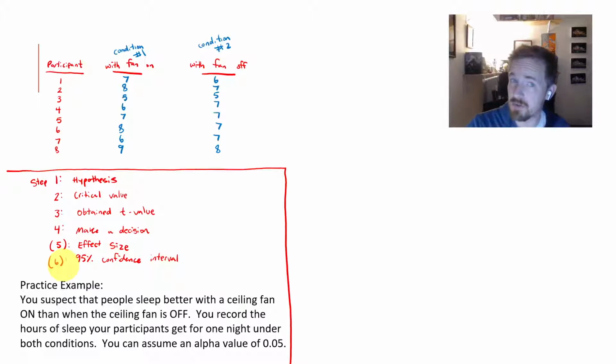Alright, so how did it go? Did it go okay for you? Let's walk through it step by step to show how it's done. The first step here is the hypothesis.